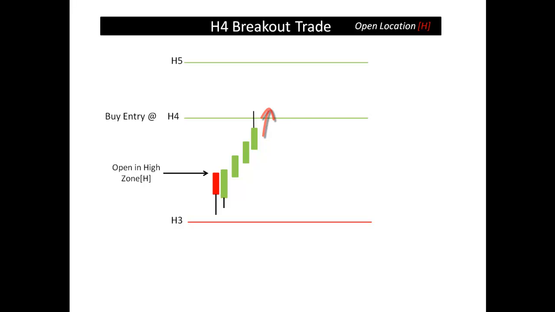And of course, you've got to know where you're going to get out if you're wrong, and that's going to be a stop down below H3. And of course, your target is going to be H5. Now, there is a chance you could hit H6. H6 target is very hard to hit. Usually, you only hit an H6 target on a trend day, but you could hold for H6 too if you'd like. But your main target is going to be H5.